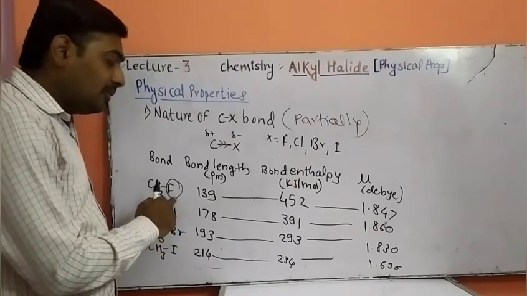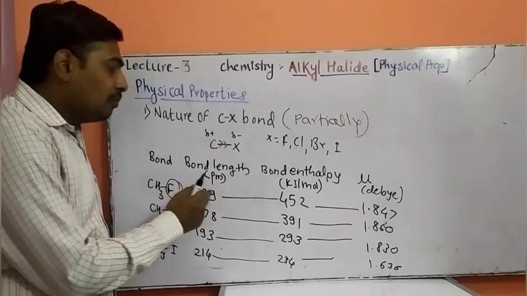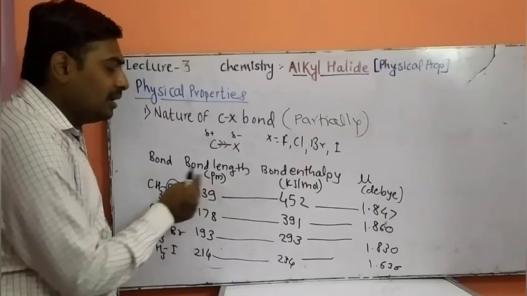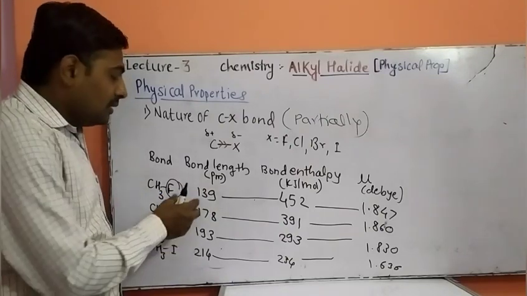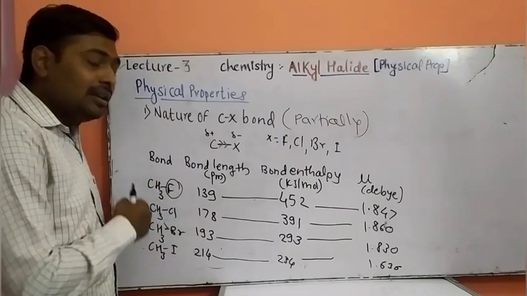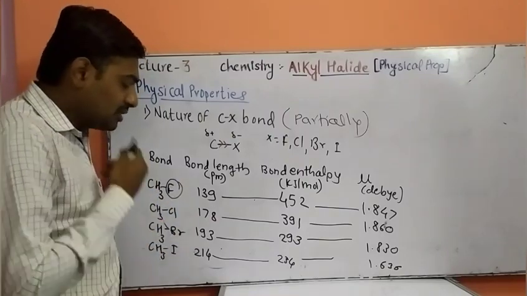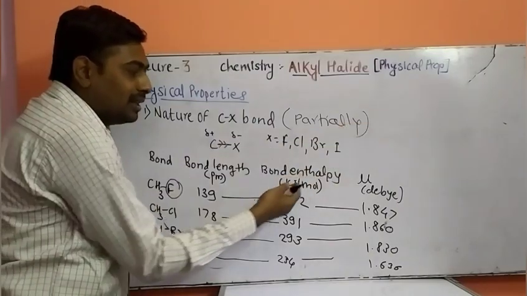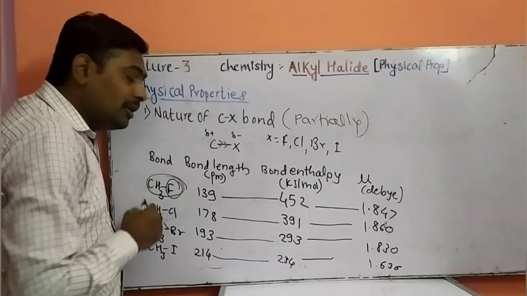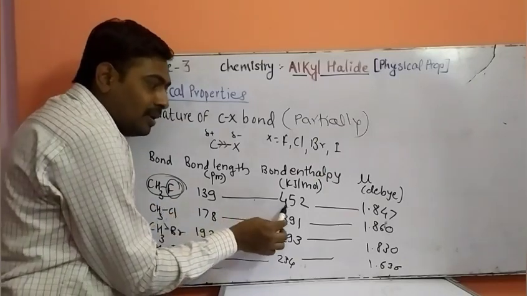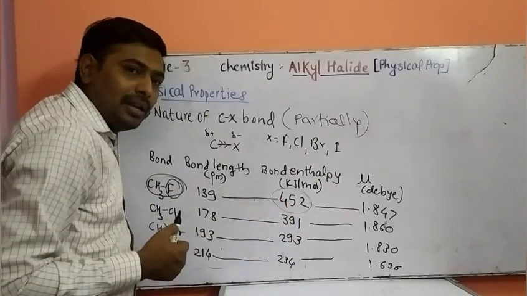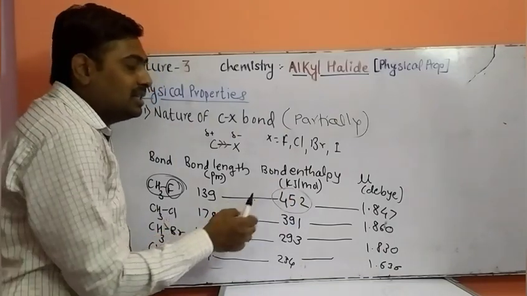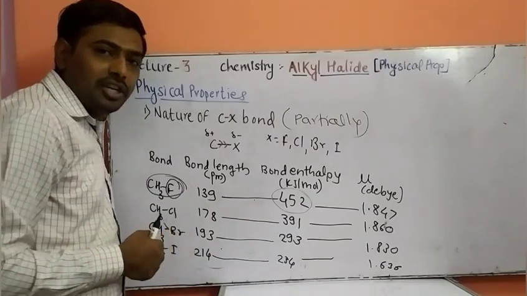As the electronegativity of fluorine is maximum, the bond length between these two elements is smaller. It is 139 picometer because fluorine attracts the electron of methyl to itself more than in the other molecules. See, the bond length of the other molecules increases. Now see the bond enthalpy. As the bond length between these two atoms is smallest, what happens? It requires maximum energy to break the bond, that is the bond enthalpy. Bond enthalpy is the energy required to break the molecule into its constituent atoms.